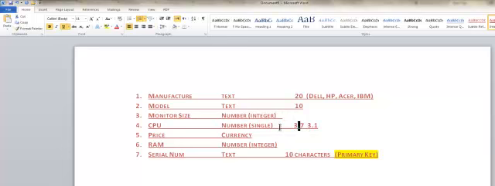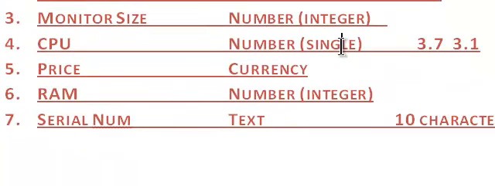If I don't have the chance to change that to single, there is no way I could really look at 3.7 or 3.1. Access is going to look at both of them as the same thing, and there is a huge difference between a speed of 3.7 gigahertz and 3.1 gigahertz. So if we need accuracy, we need to keep the decimal points. We have to choose our number as a single or double.